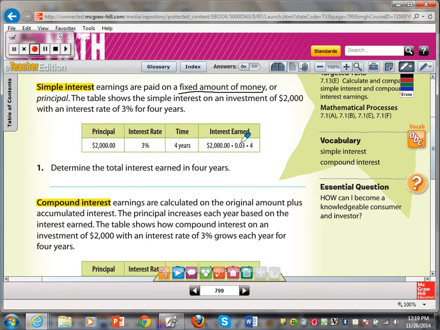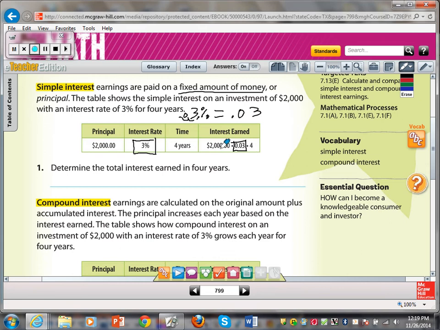It says here that your interest earned is going to be $2,000 times the rate. Notice how the interest rate here is in percent form, and here it is in decimal form. That's one thing you need to take from this lesson: you have to convert all your percent interest rates into decimal form. So we know that 3% is equivalent to 0.03. If you divide by 100, the decimal moves to the left 2 times, and that's how you get 0.03.